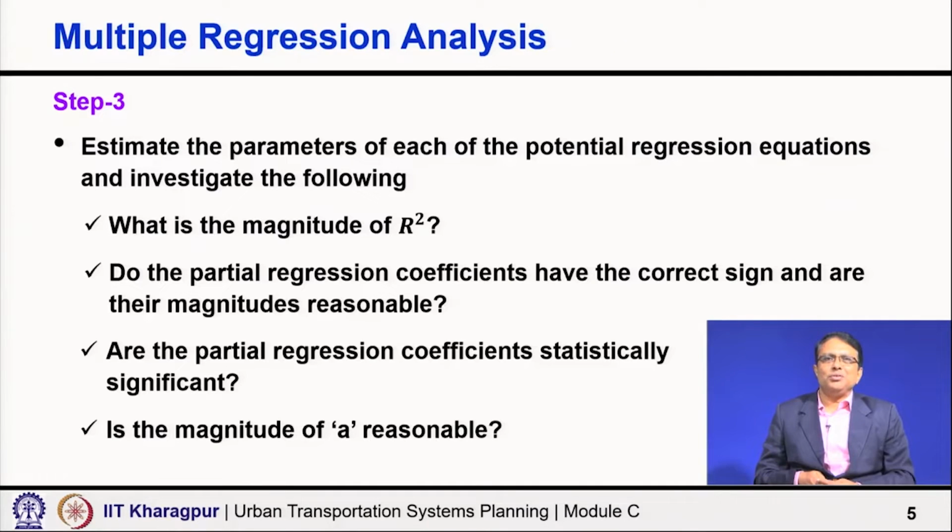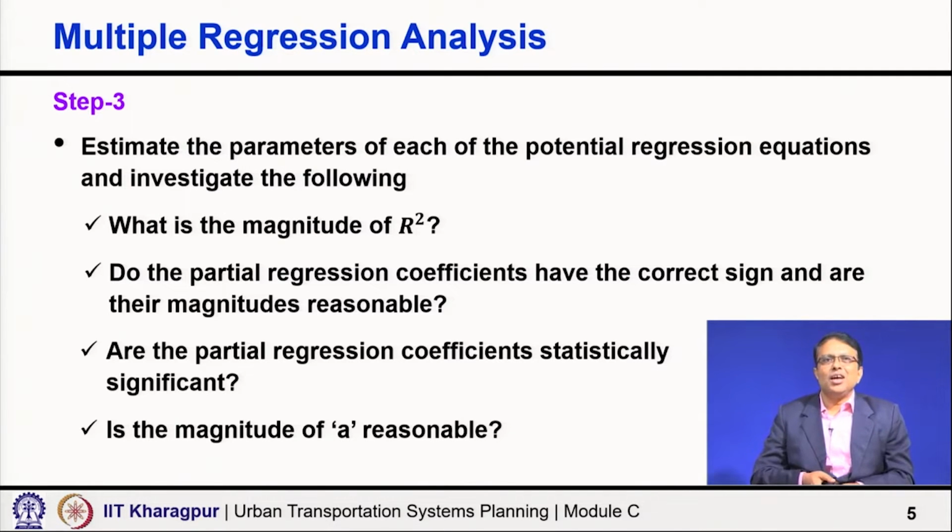Second, we need to check: do the partial regression coefficients have the correct sign, very important, a logical sign? If I know that if x increases, y should also increase. Say, for example, if the amount of employment increases, the number of trips attracted should increase, it cannot decrease. Everything else remaining the same, it cannot decrease. So, if population increases, the number of trips produced should increase, it cannot decrease. So, the logical, correct sign.